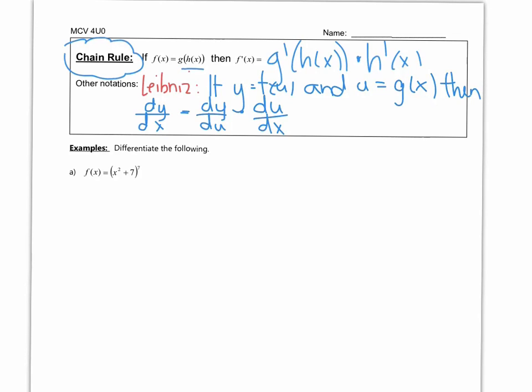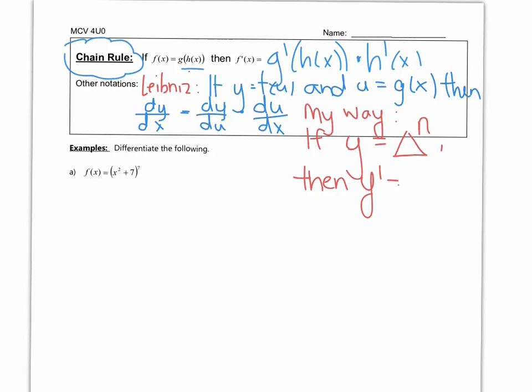Now here's where I start to have my own personal little way of writing this. I would say here that if y, our function, was some blob, I call it a triangle, to some power n, then the derivative, y prime, is simply, we start outside, so we bring down our n, use our power rule, triangle to the n minus 1, and then we multiply by the derivative of the inside, which is triangle prime.